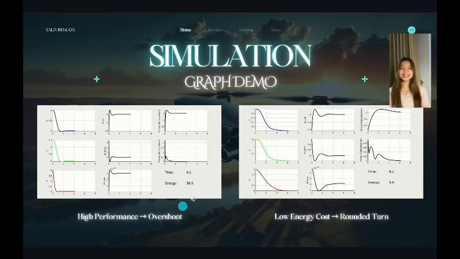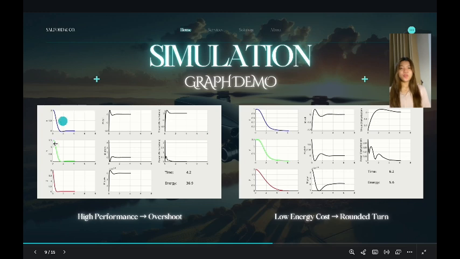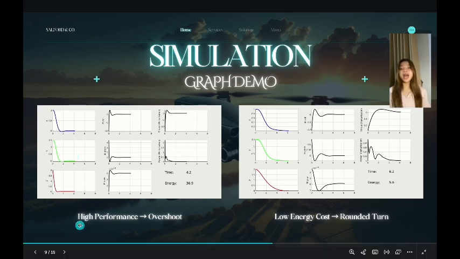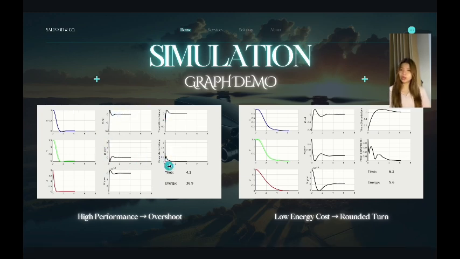On the left side is the high-performance controller. We can see that the X, Y, and Z positions drop very quickly. That means the drone reaches the target really fast, which is under 2 seconds. In the middle graphs, the roll and pitch have big spikes. These show that the motors are working really hard to make fast and sharp turns. On the right, we can see a big spike in thrust and power. So overall, the drone finishes the move fast, which is in 4.2 seconds, but uses a lot of energy, which is 36.9 units. So it's quick but not energy efficient.